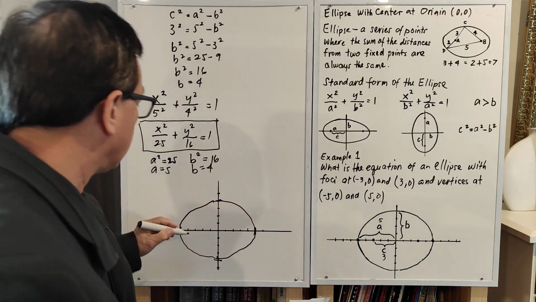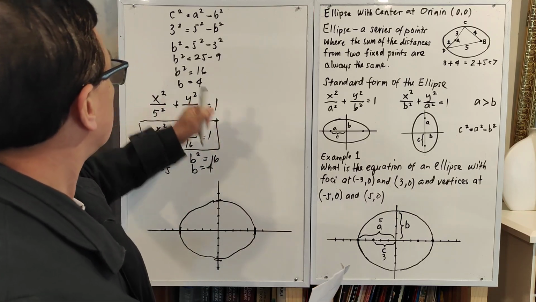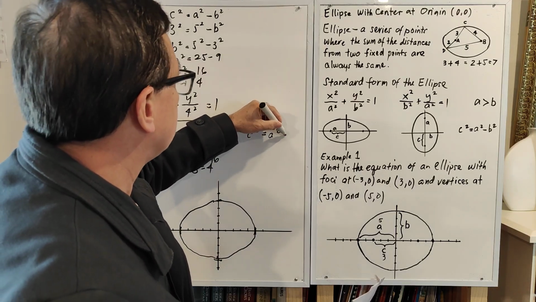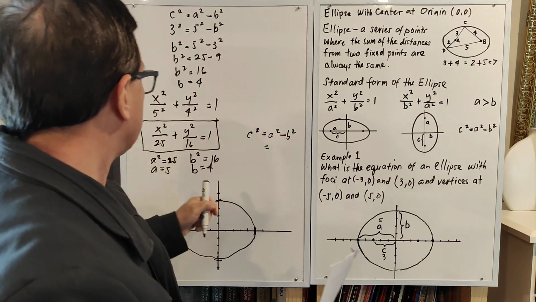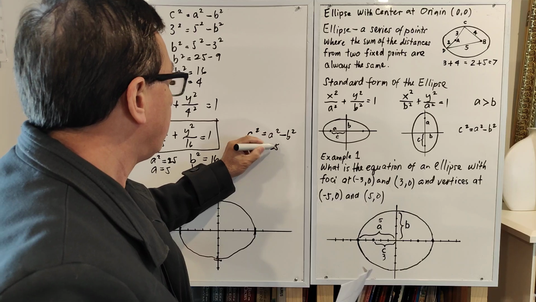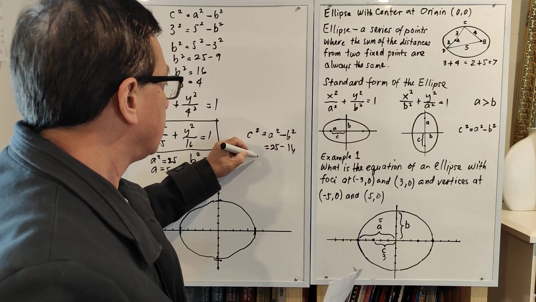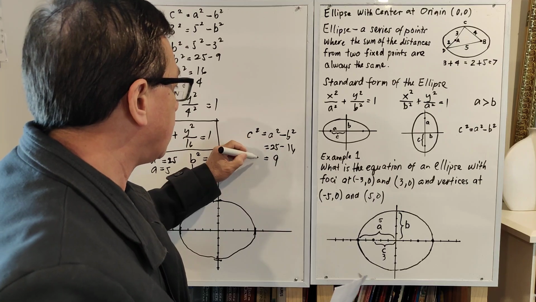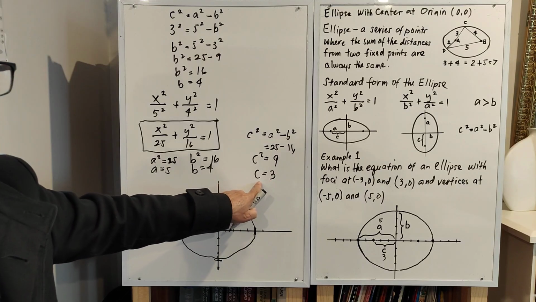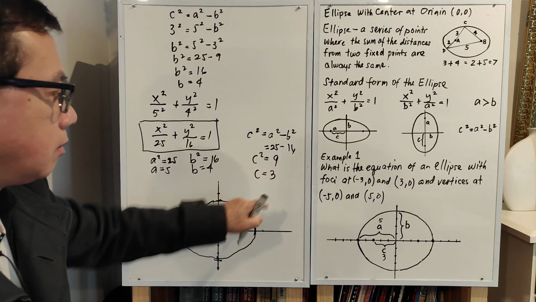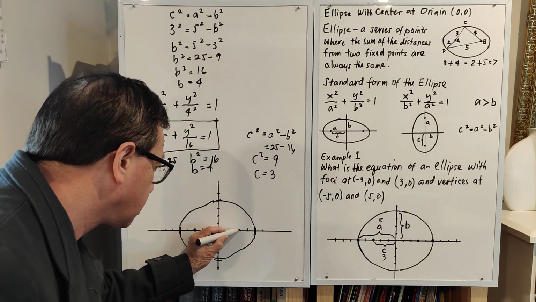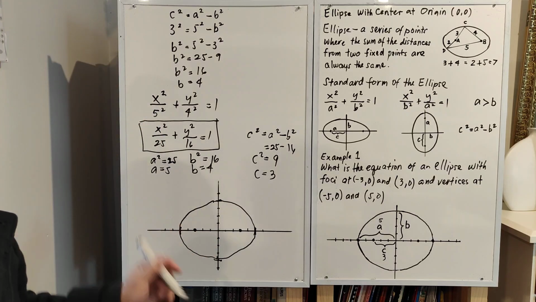Now we can solve for the focus. It is at a distance of c, so c squared is equal to a squared minus b squared. Your a squared is 25, your b squared is 16, so c squared is 9. So your c is 3. The distance of your focus from the center is 3. So 1, 2, 3, this is your first focus. And 1, 2, 3, this is your second focus. And this is your curve.